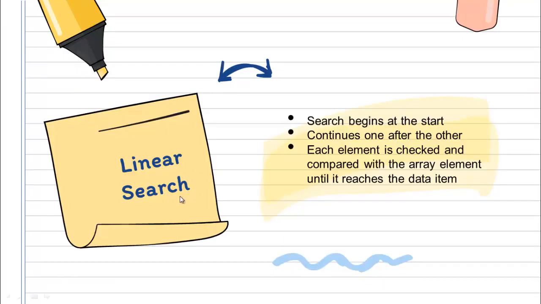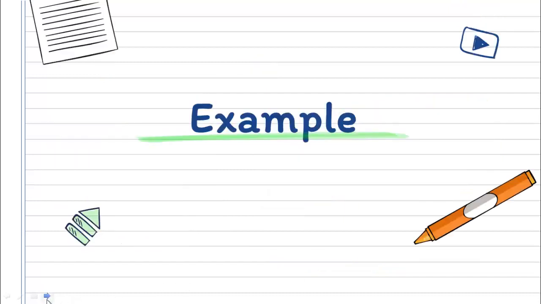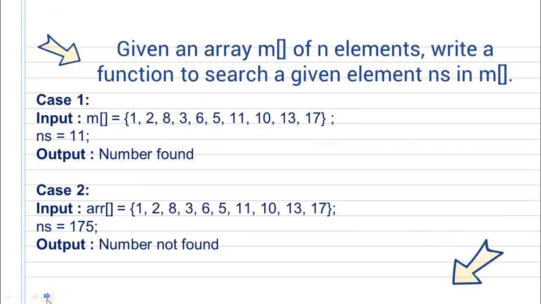So linear search. What is linear search? In linear search, the search begins at the start, that is in the left hand side, and it continues one after the other, and each element is checked and compared with the array element until it reaches the data item. So that means an array item is given and the search is checked with each and every element of the array. So the example goes like this.